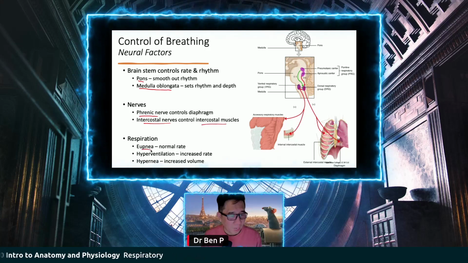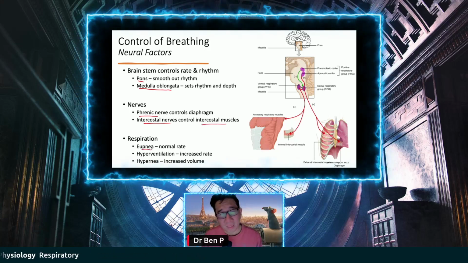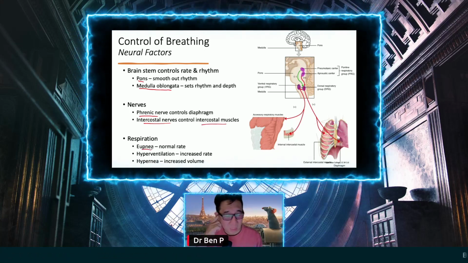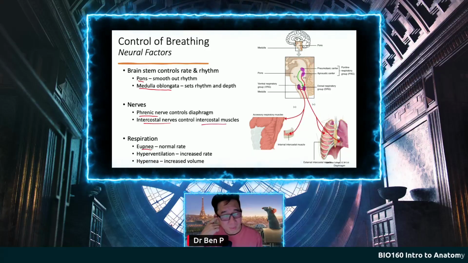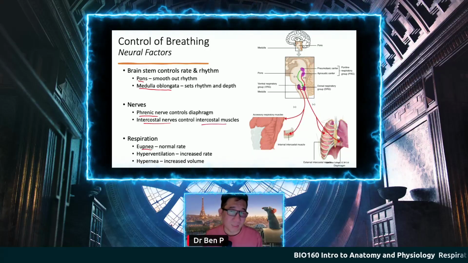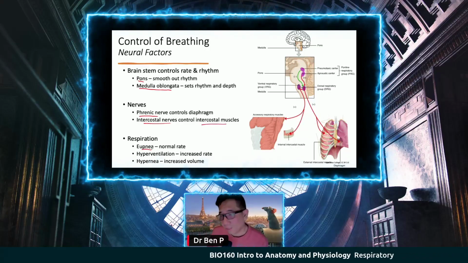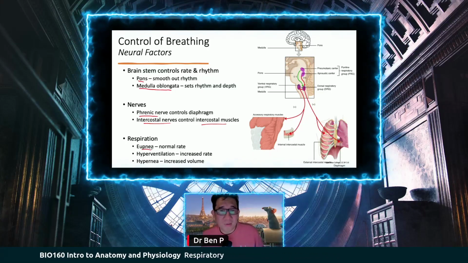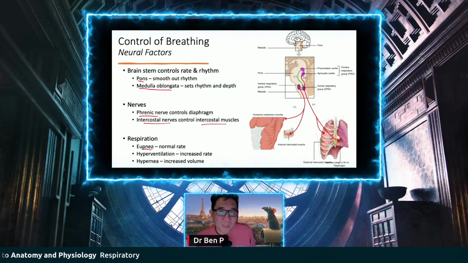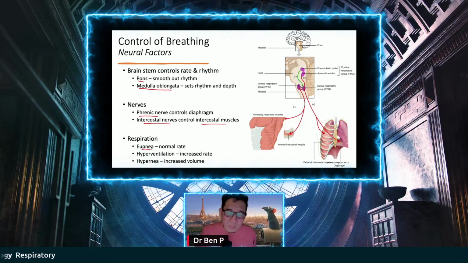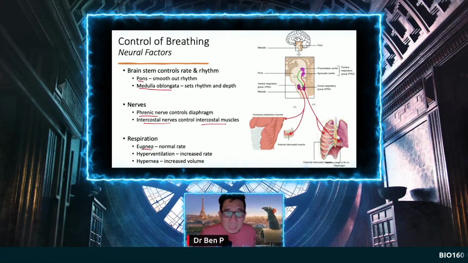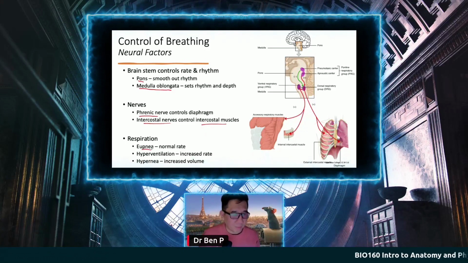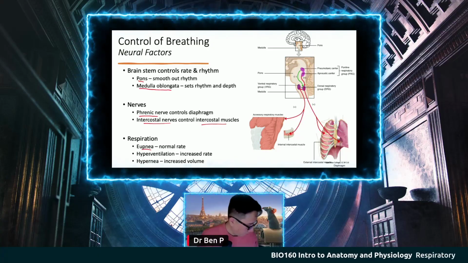Some of the terms in respiration: you have eupnea, which I personally never hear anyone say, because it's hardly ever used in hospital or medical settings, because we're always seeing abnormal stuff. If people have a normal breath, we just say, okay, your respiration rate is normal. We don't say eupnea. Kind of weird.